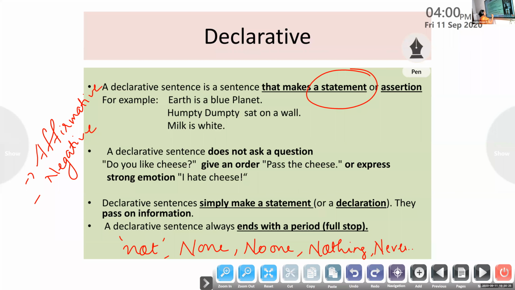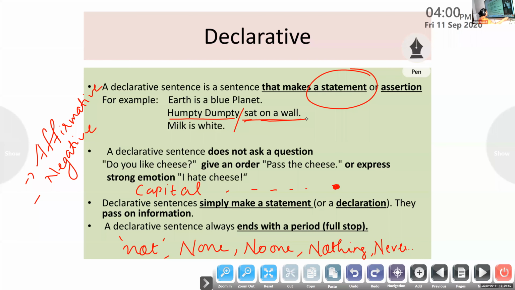We should begin our declarative sentence with a capital letter, which is very important, and we must use a full stop at the end of a declarative sentence. Clear? So look here: "Humpty Dumpty", subject; "sat", verb; "on the wall". "Sat on the wall" is the predicate.